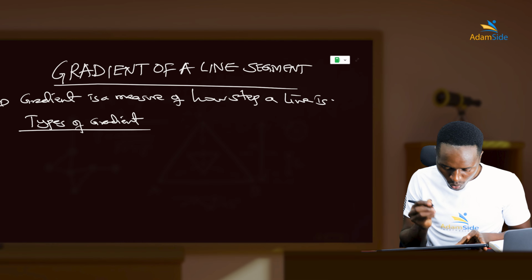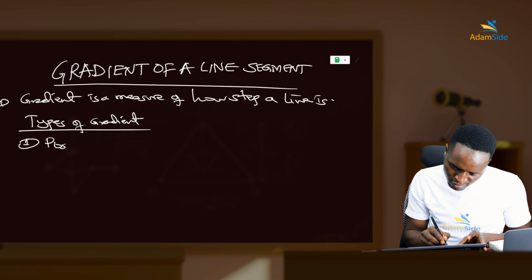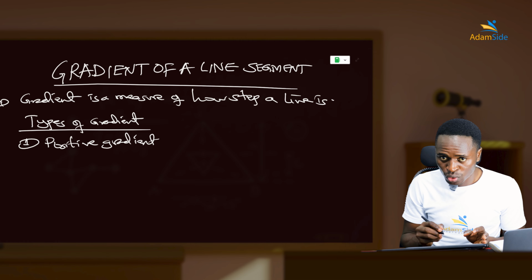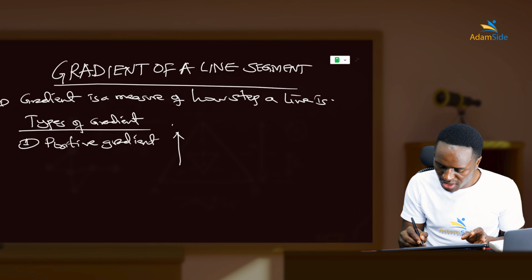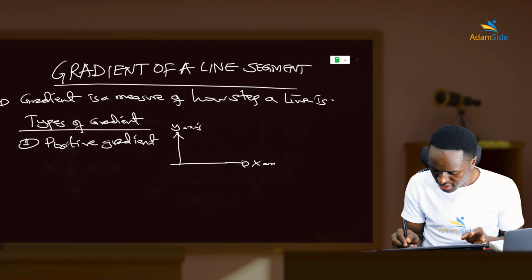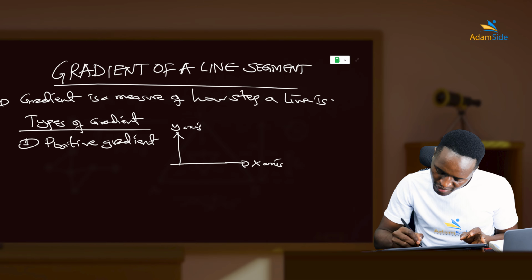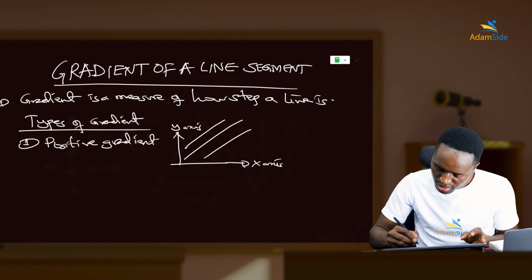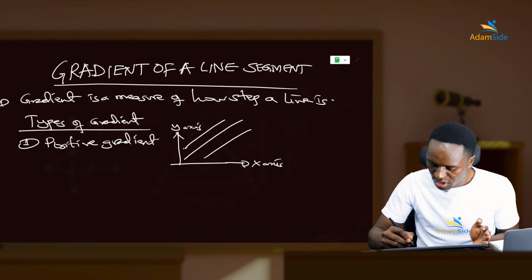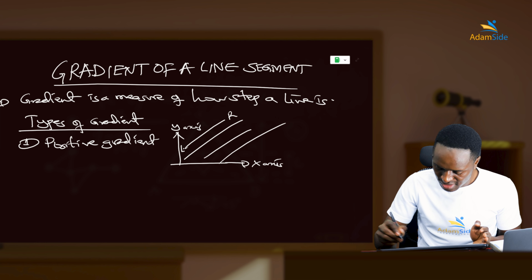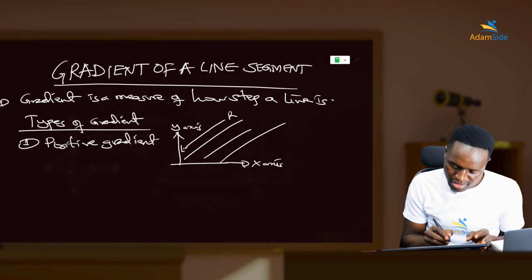We have types of gradient. One, positive gradient, and positive gradient means from bottom to top right. When this is your y-axis and this is the x-axis, any straight line that goes this way, from bottom left to the top right, we call a positive gradient.